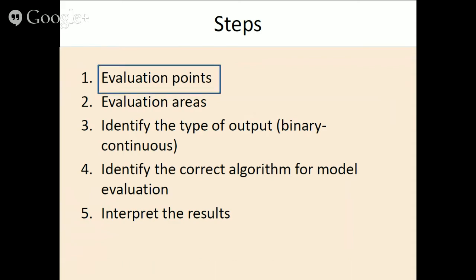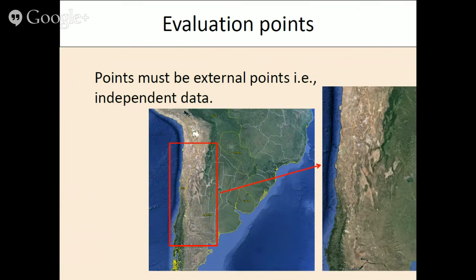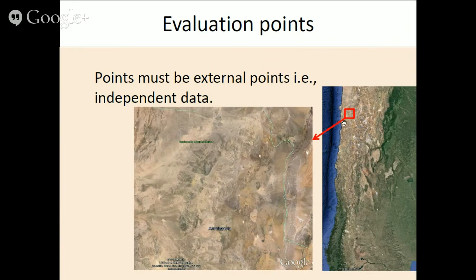So let's talk about evaluation points. The idea is that we must have external points, that is, points that are independent and that were not used for model calibration. So this should be independent data for sure. For example, here is a study area in one part of South America, and let's imagine that this was the study area of the process, and that this is one small area that I'm going to consider for this example.